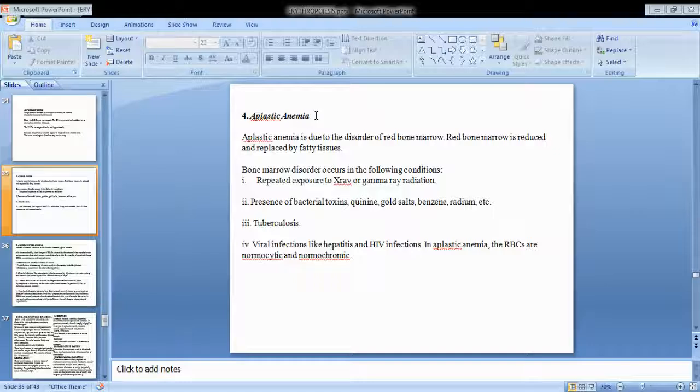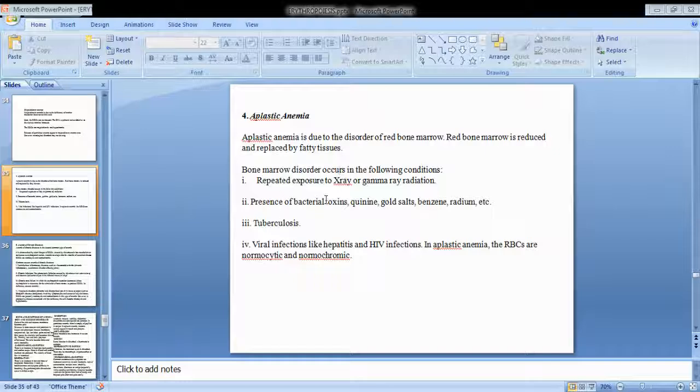Next is aplastic anemia. This is a disorder of the red bone marrow. So what happens? As a person ages, the red bone marrow is reduced and it is replaced by fatty tissue, an accumulation of fat in the bone. This is called yellow bone marrow formation. So here, what will happen? The production of RBC cells will get affected.